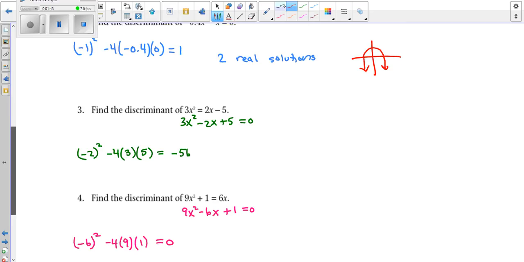And number 3, because your discriminant is negative, you can't take the square root of a negative, so you actually have 2 imaginary solutions. Remember, it's 2 because you have a plus and minus when you take this square root. So this means that when you graph your function, it will never hit your x-axis. Your function opens up. It looks something like this.